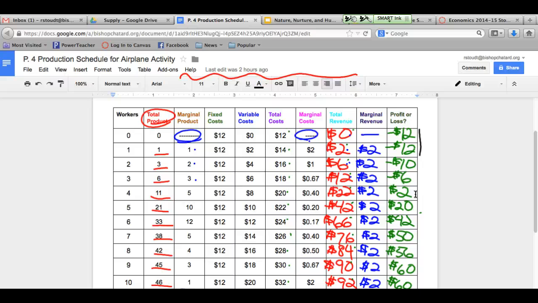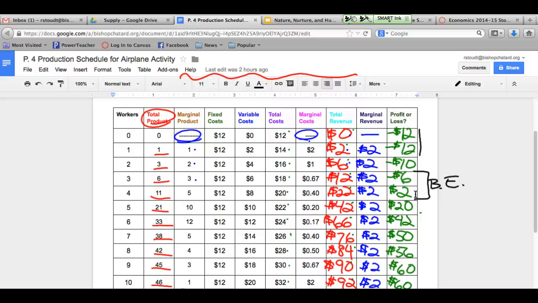So our break-even point is going to be going from where our profit or loss column goes from a negative number to a positive number. So in between workers 3 and 4 is our break-even point, because somewhere in between there we are at 0. So at 3.5 workers, per se, we have our break-even point. Now you're asking, okay, wait a minute, how can you have half a worker? What do you think? How can you have half a worker?